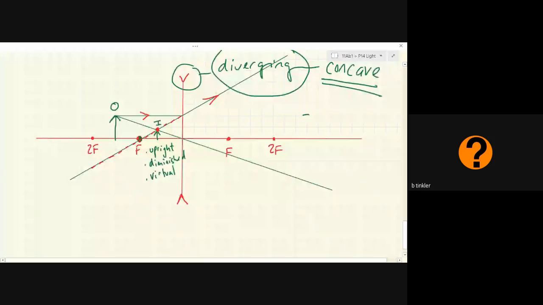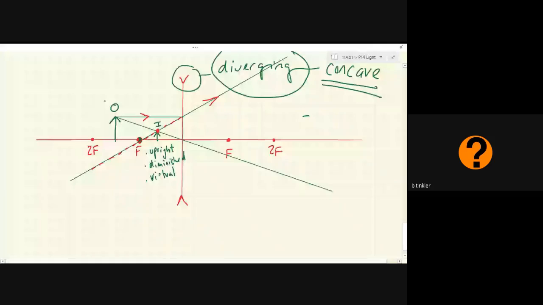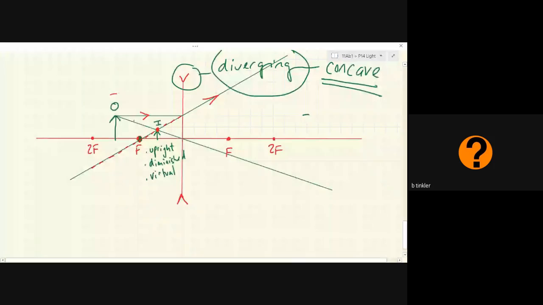So an easy thing to remember about concave lenses is the image is always on the same side as the object. It's always upright, it's always diminished, and it's always virtual. It doesn't matter where you put the object. The image will form over here, because this ray of light will never cross this one.